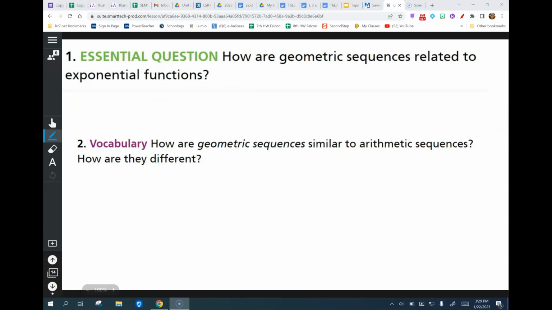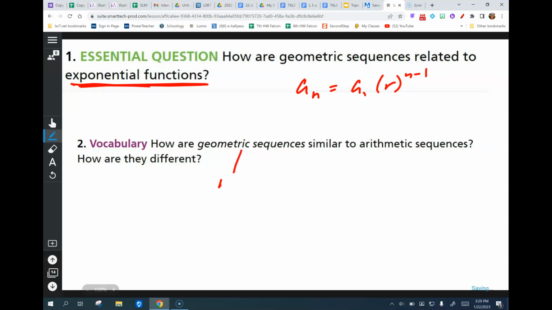The essential questions: how are geometric sequences related to exponential functions? Well, hello, a geometric sequence. Look at its form. A sub n is equal to A sub 1 times R to the n minus 1. It is an exponential function. So how is it related? It is one, okay? Vocabulary: how are geometric similar to arithmetic?